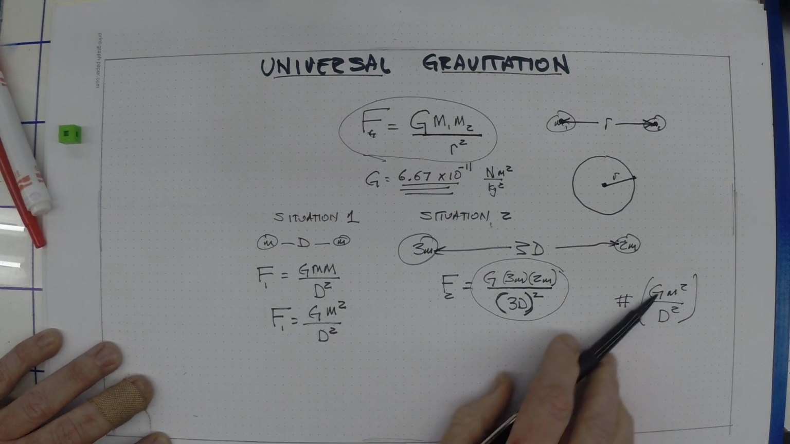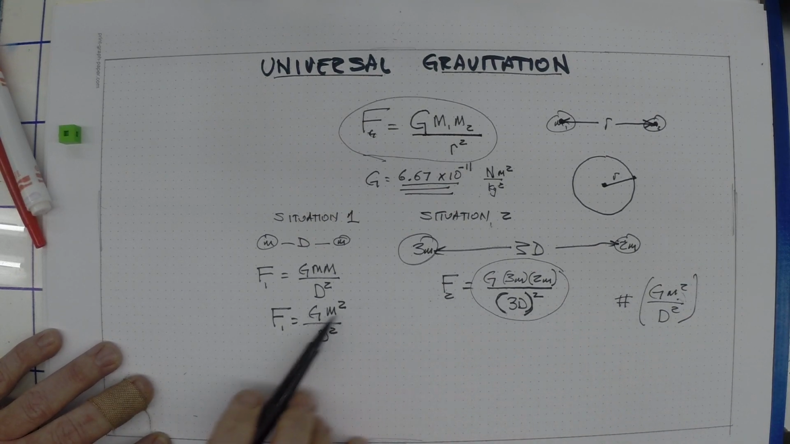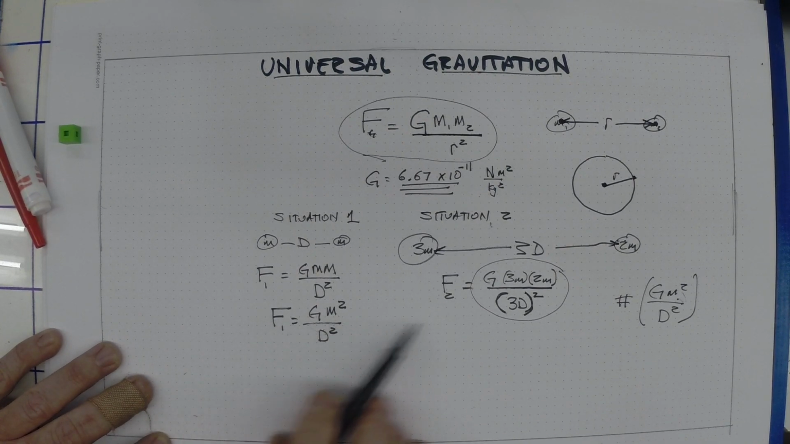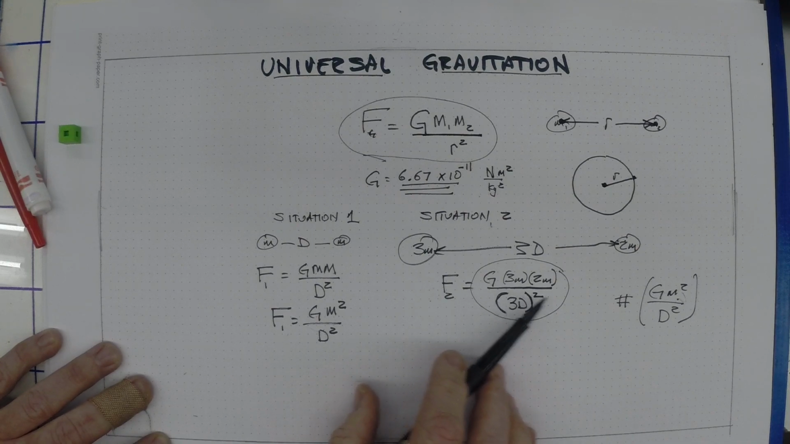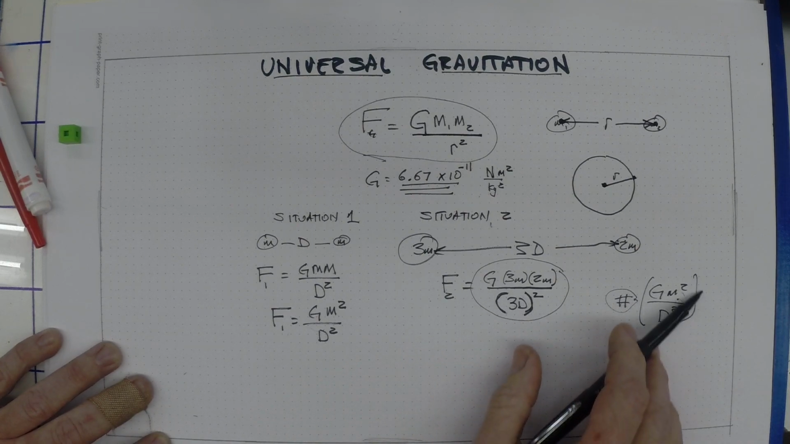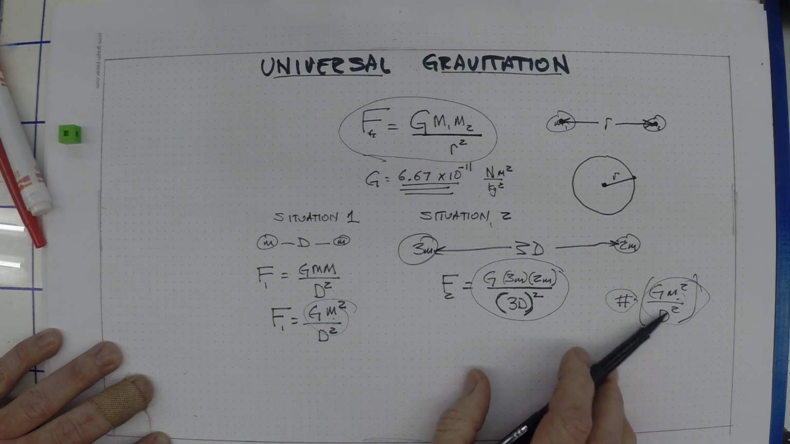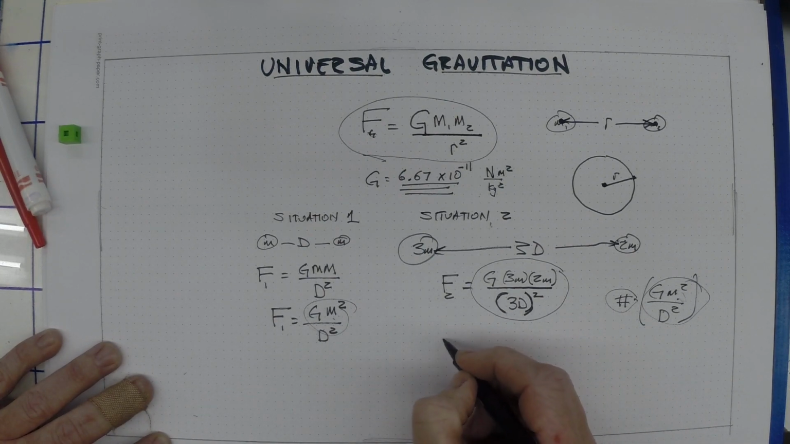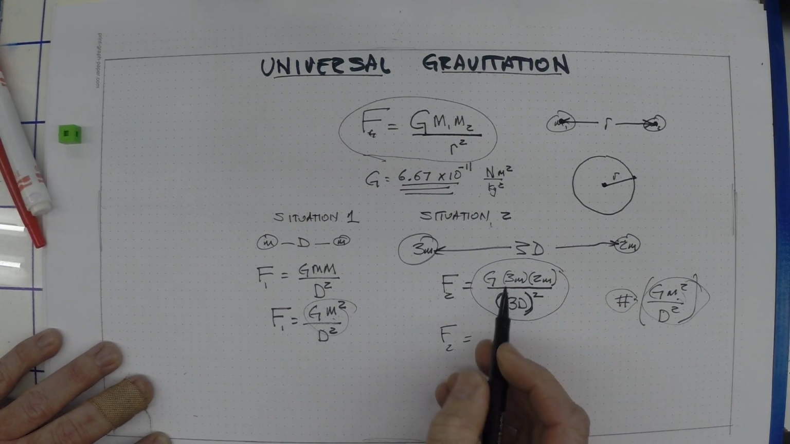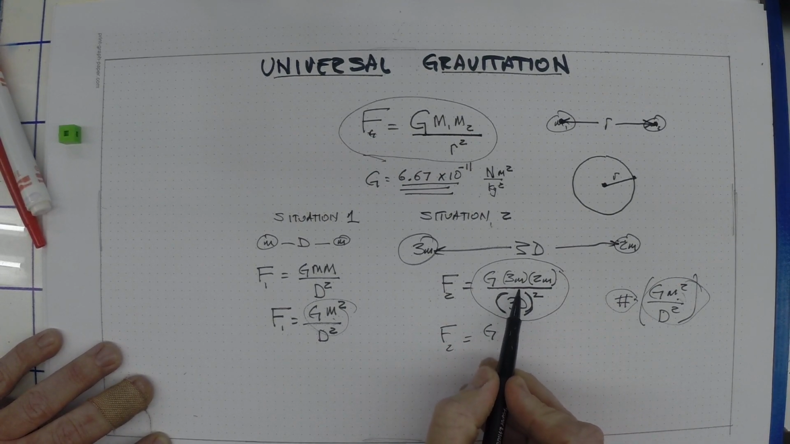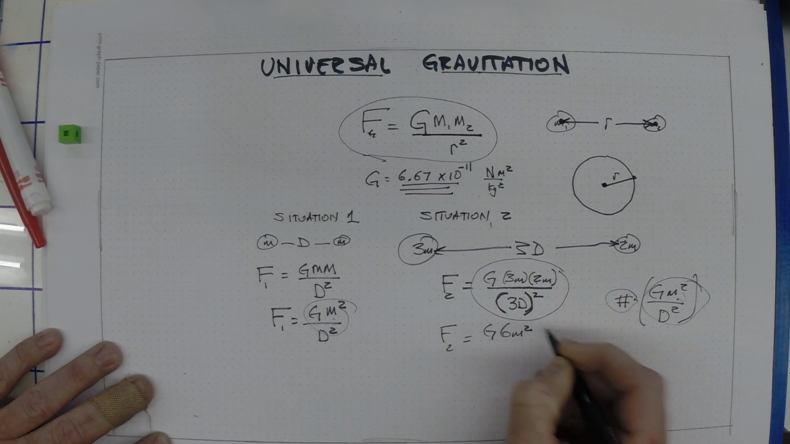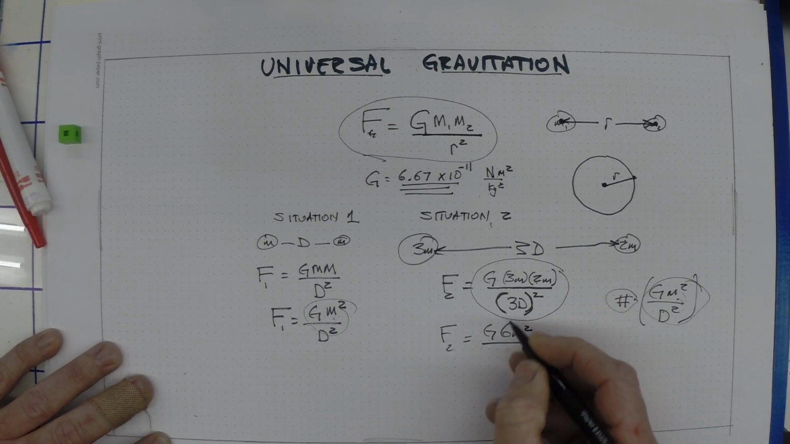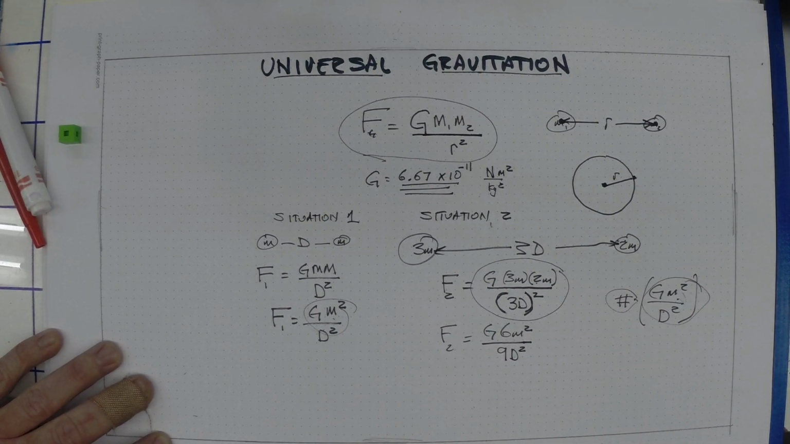Why is this important? Well, if you look over here, that is F1. So I want to move things around legally, mathematically, so that I get a number out here and this, which is F1, by itself. So let's multiply some things out. For example, capital G stays. 3 times 2 is 6, so I have 6m squared over, when I square it, 3d times 3d, that's 9d squared.